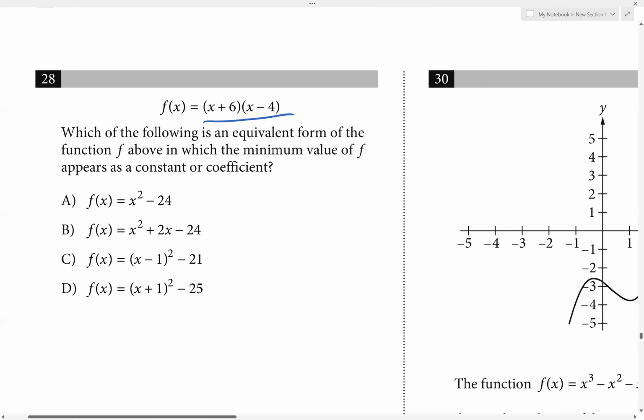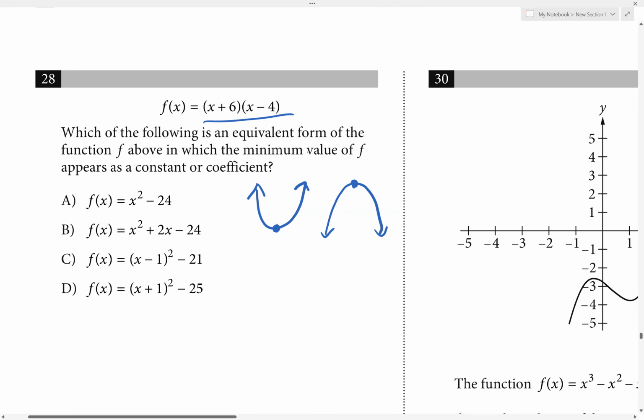This is a quadratic equation. The minimum value for a quadratic equation is always going to be where the vertex is. So we're looking for the maximum or the minimum. Remember, a quadratic equation is like a parabola, a U shape. If it opens upward, the vertex is the lowest point, so that's the minimum. If the parabola opens downward, then the vertex is the highest point, so that will be the maximum.